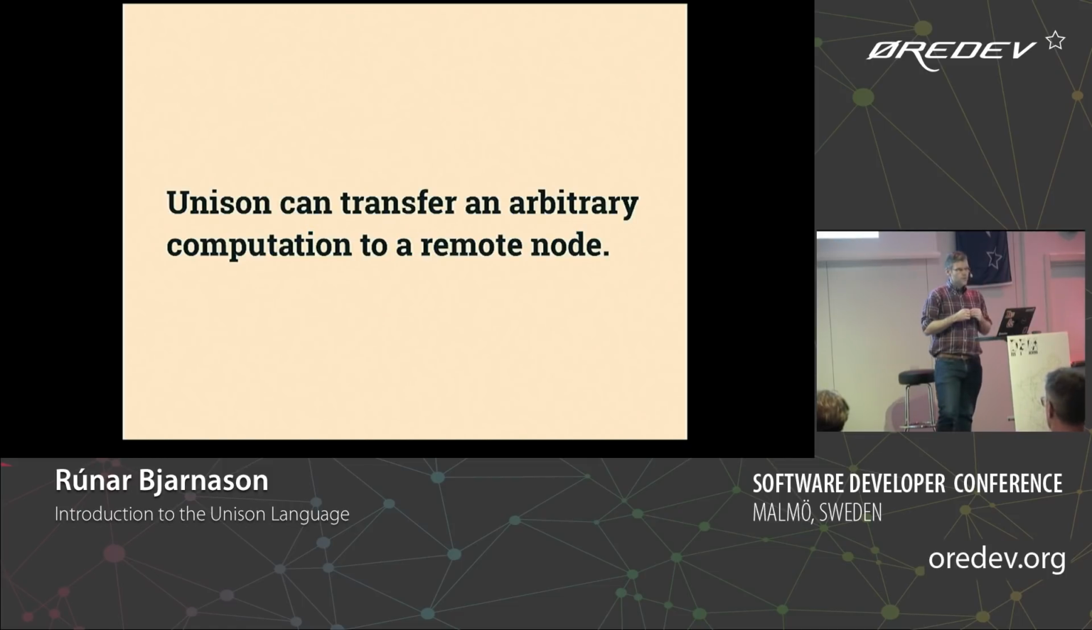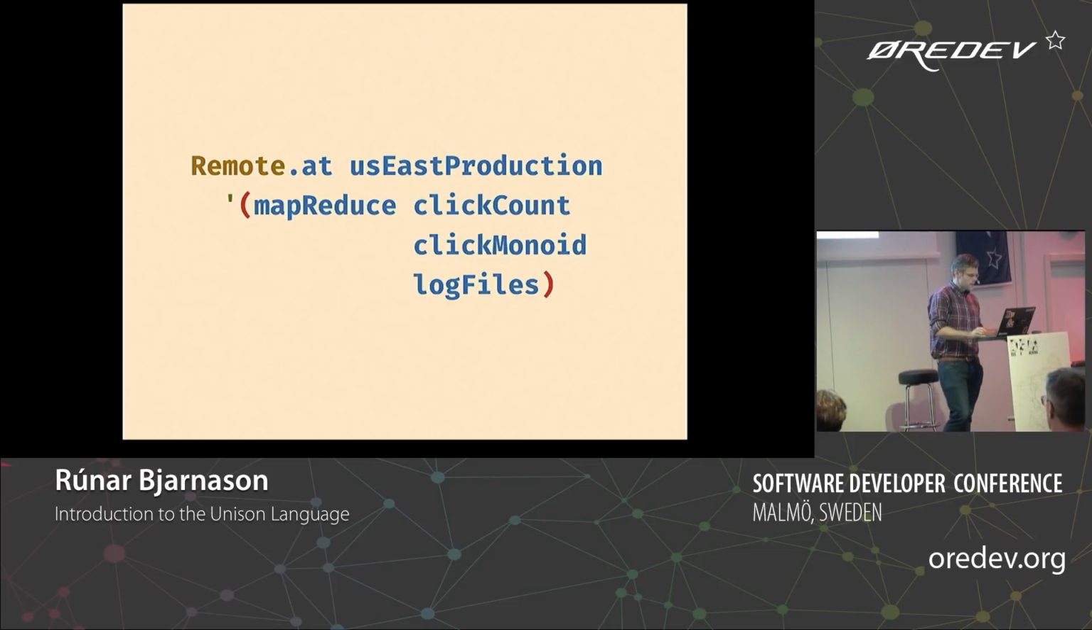The magic that makes this work is that Unison can actually transfer an arbitrary computation to a remote node or to a remote location. For example, the remoting API has a primitive called @, or the current remoting API does. So we just give that some location. Here I'm calling it US East Production. And then we give it a whole quoted program.